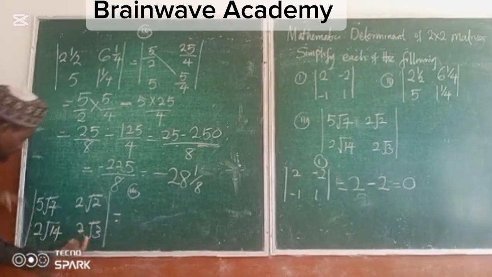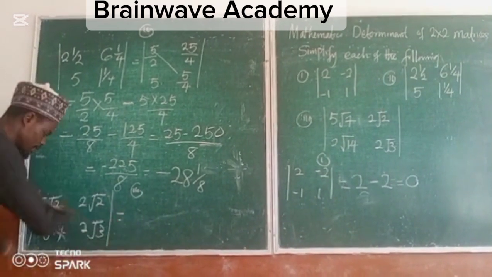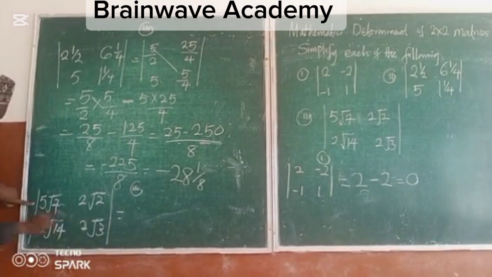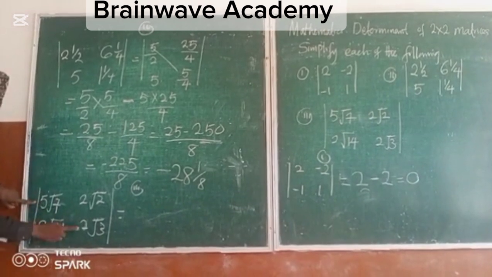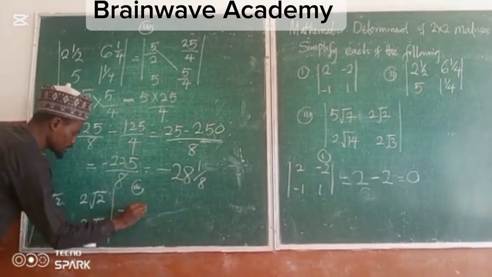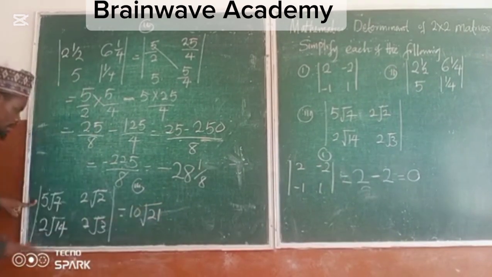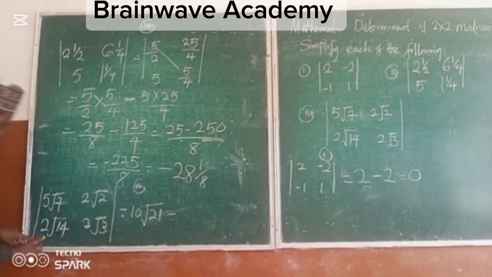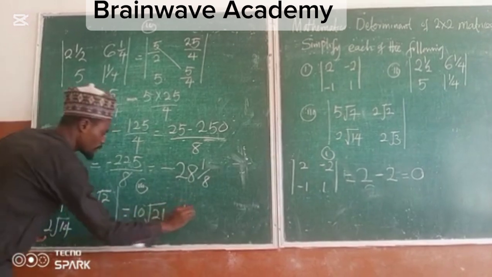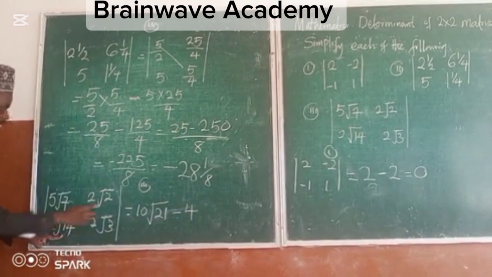And how can you solve them? How to multiply? Always start using your right first. 5 times 2 is 10. Then the root now. 3 times 7 is 21, that is root 21. Minus the quotient now, 2 times 2 is 4. Then root now, 14 times 2 is 28.